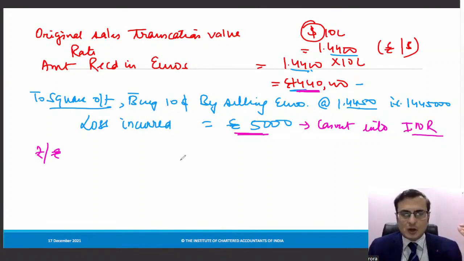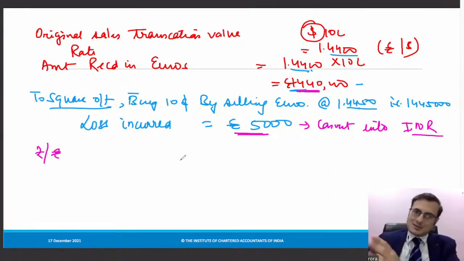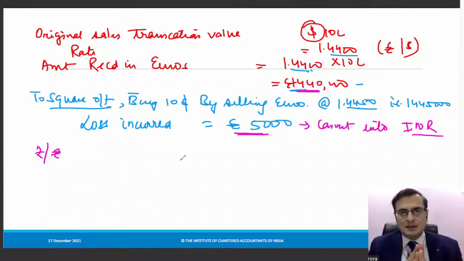Just think that because of the squaring of the transaction, originally you sold dollars, you received euros. Now you sold euros and received dollars. Okay, I mean, just to square off that transaction. Means you again did not buy dollars, beta. That transaction is over. We did not buy the dollar again.